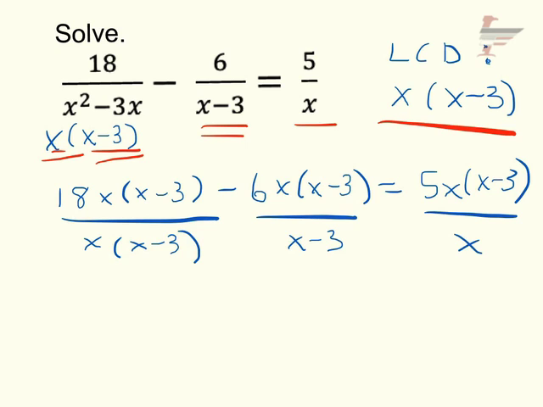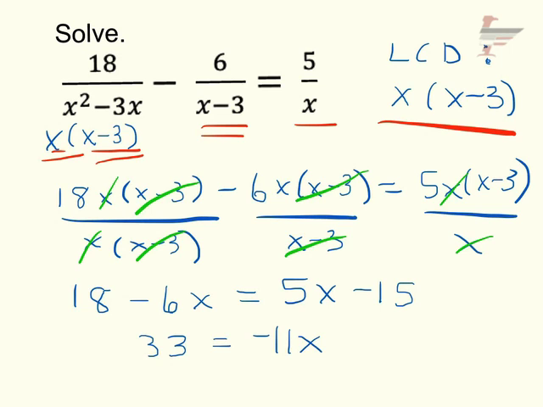So anything that is in common cancels, so the x minus 3's cancel, and here the x's cancel. So now what's left, push pause again and make sure that you get what's left there.